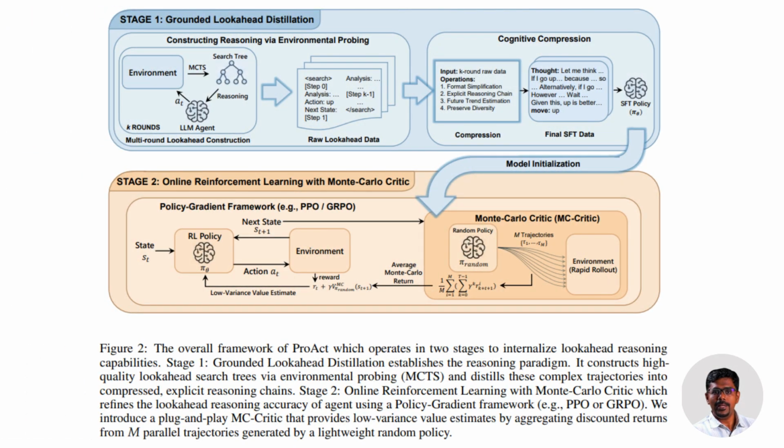Stage 1 is called GLAD. Here's the trick. Instead of letting the model hallucinate futures, the environment itself becomes the oracle. They run Monte-Carlo tree search in the real environment. They explore good paths, bad paths, dead ends. Then they compress those huge search trees into short, human-like reasoning chains, not raw search logs.